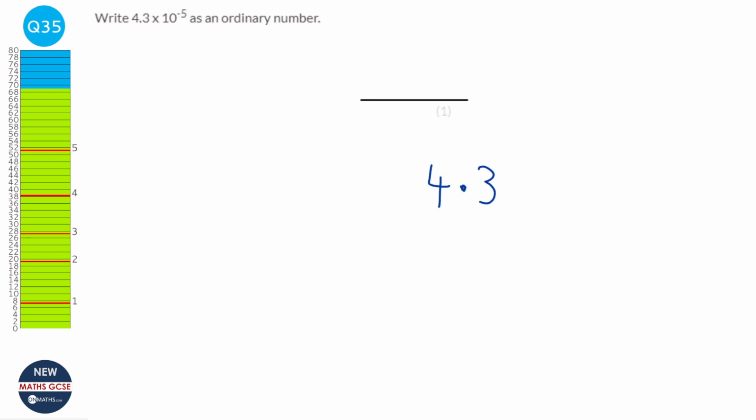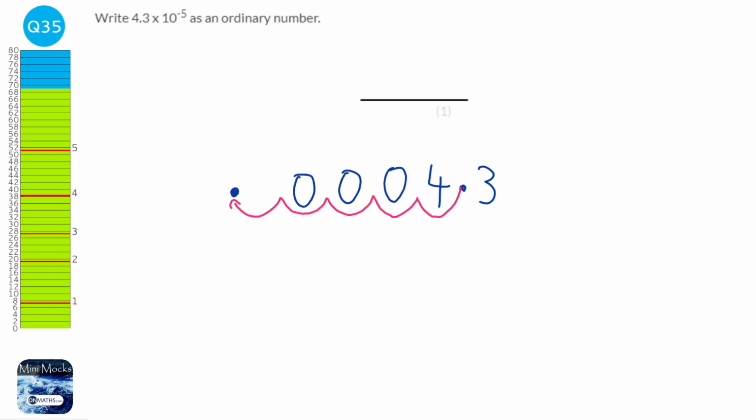And because it's a small number, we're going to go to the left to make it a small number. So we're going to go 1, 2, 3, 4, 5 jumps. So the new decimal point is going to be here. All the jumps that we made, we're going to fill in with zeros. And because it's a decimal, we're going to start it off with a 0. So our ordinary number is 0.00043. Now it's important to realise that we shouldn't really think about it as jumping the decimal point. We're actually shifting the number, but it's all relative and it's a lot quicker just to move that decimal point.